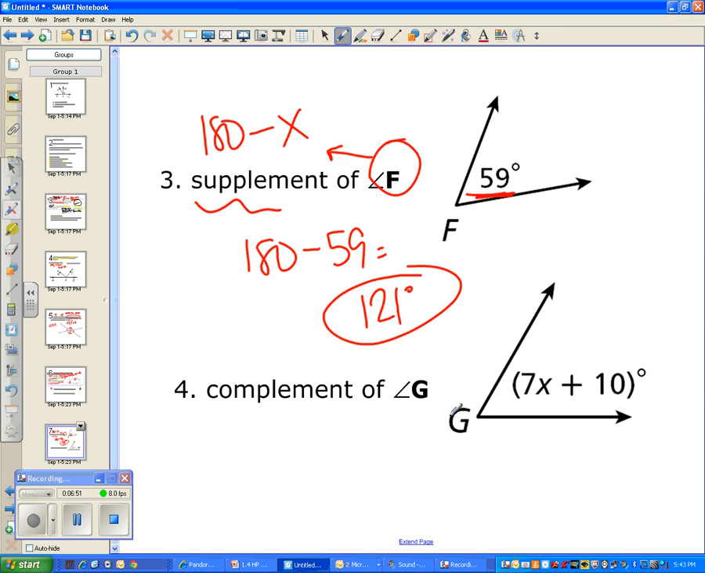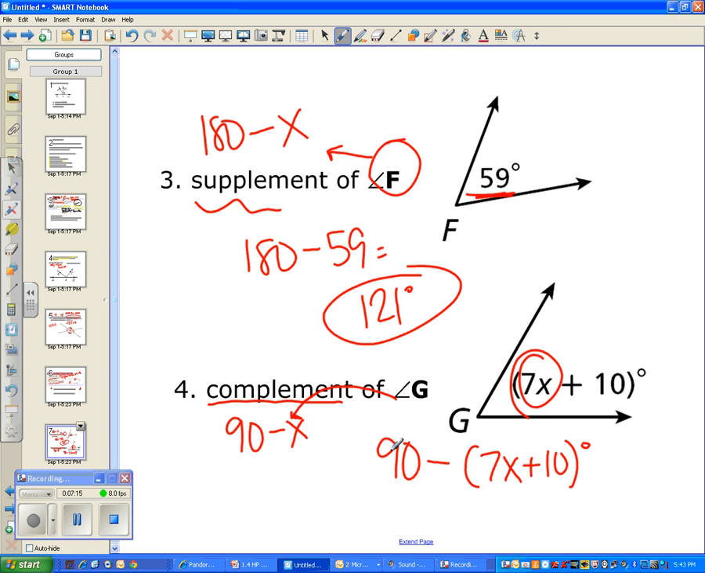Number 4, however, we're going to give you problems that look like this, and a lot of students get really confused, like, well, Miss Broyles, there's an x, I need to solve for x. You do not need to solve for x. I'm not giving you enough information. Complement, remember, is 90 minus x. In this case, angle G is what we're going to plug in, and angle G is this stuff, so you're going to go 90 minus all of this stuff, 7x plus 10, and then you're going to simplify.